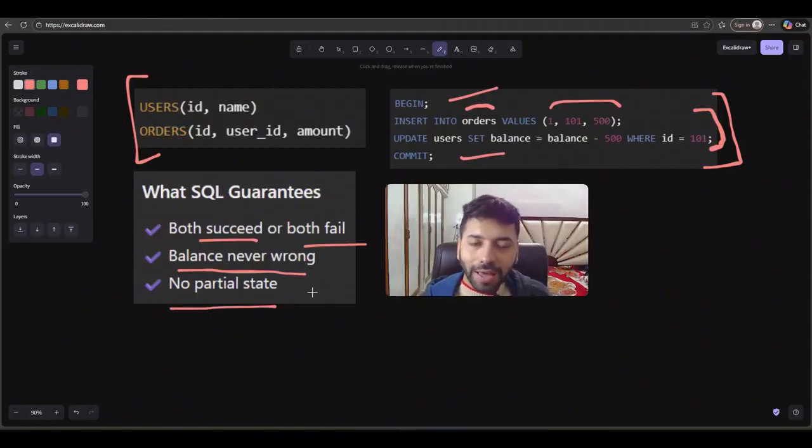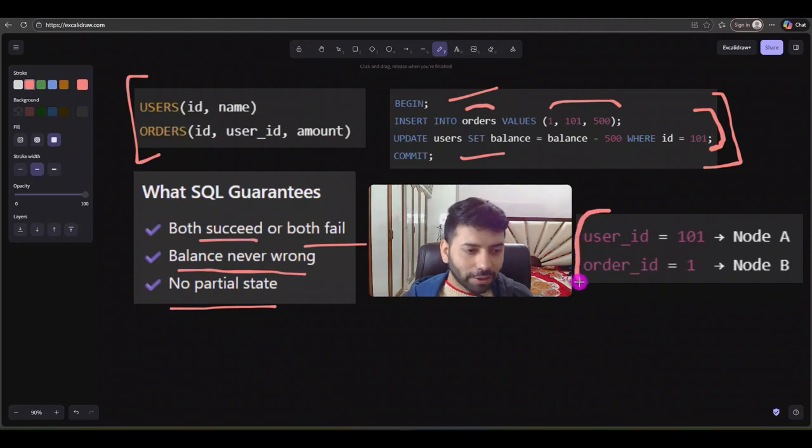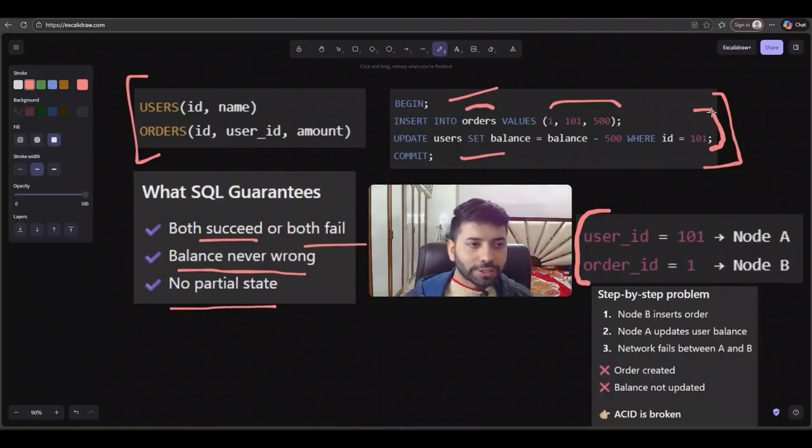Now let's imagine SQL is following the DB level consistent hashing that we follow in NoSQL database, correct? So something like this can happen. The user ID 101 can be on node A and the order ID 1 can be on node B. So for these operations, the first operation is on the orders table, correct, on the ID 1. The order ID was on node B, so node B will insert the order, correct? The next thing was to update the users table with ID 101. The user ID 101 was on node A, so node A will update the user balance.